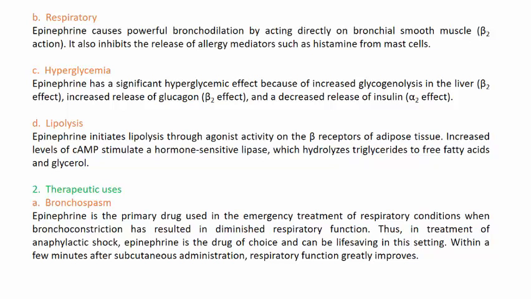In this case, epinephrine causes powerful bronchodilation by acting directly on bronchial smooth muscle, which is beta 2 action, and also it inhibits the release of allergy mediators such as histamine from the mast cell. So the respiratory system has this important function, which is bronchodilation, and this effect occurs by acting directly on the bronchial smooth muscle and inhibiting the release of allergy mediators such as histamine from the mast cell.